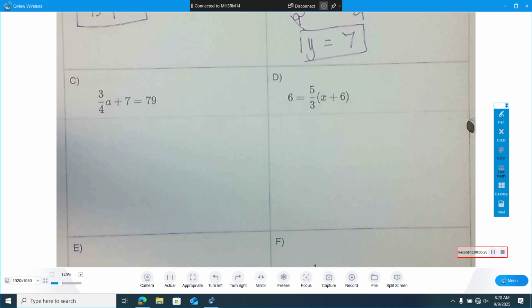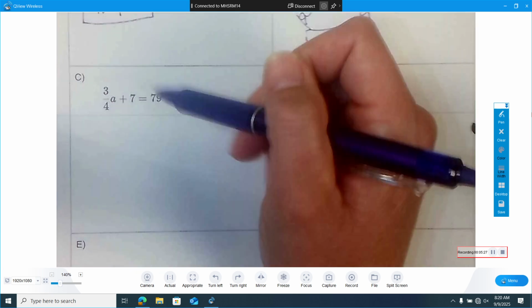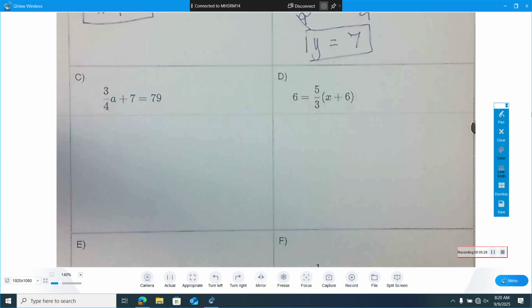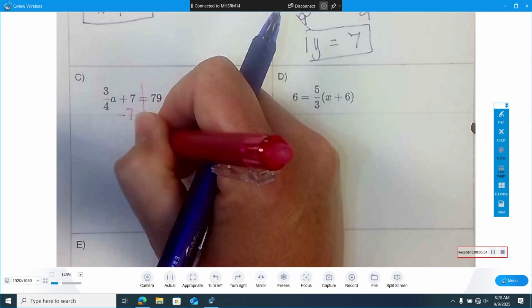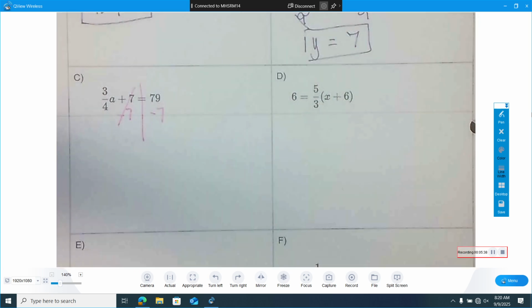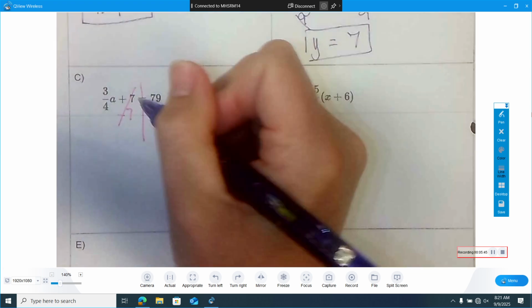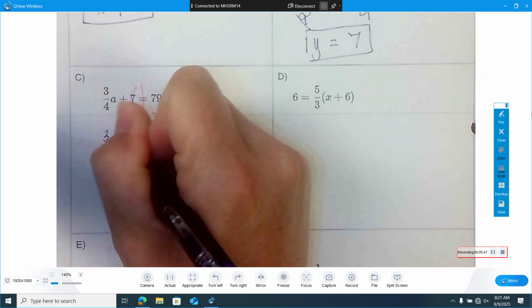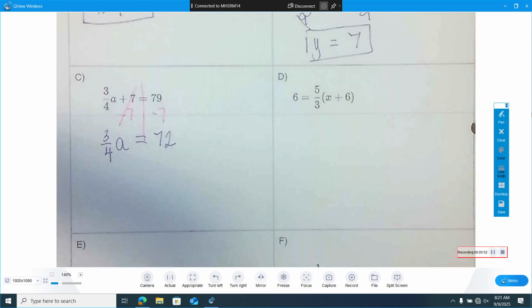Now we've got some that have fractions here, C and D. Again, our job is to get A alone, so we want to get rid of the things near it. What are we going to get rid of first? Good. So we're going to subtract 7 from the left and 7 from the right. Positive 7 and negative 7 is a 0. That's the additive identity property, in case you were curious. So we're left with 3/4 of a value is equal to 72. Good.